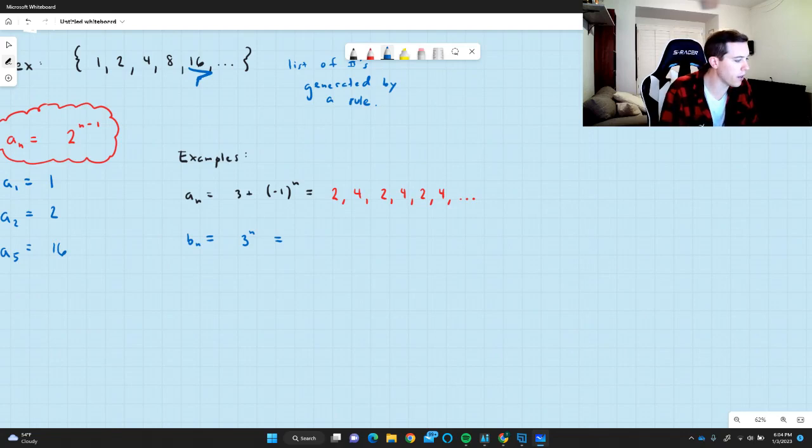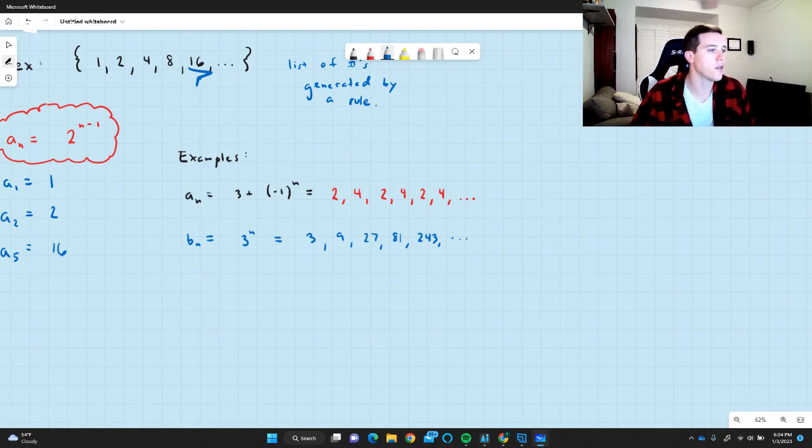Plug in 1, you get 3. Plug in 2, you get 9. Plug in 3, you get 27. Plug in 4, you get 81. Plug in 5, 243, and so on and so forth. Cool. So there's a sequence that is generated by this rule, which basically just says powers of 3.